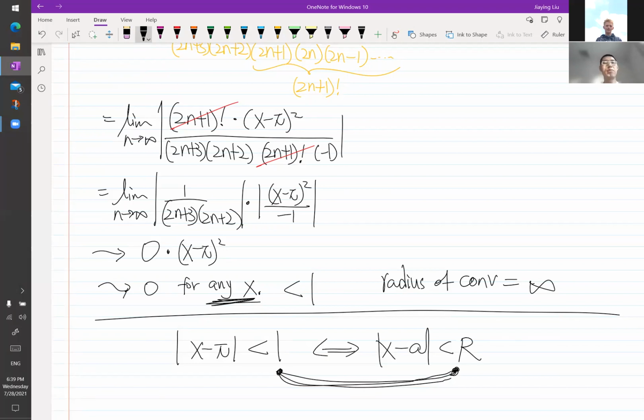But in the actual problem, we end up with a 0, which is always less than 1 for any x. So all x values will make the series convergent, it doesn't matter what x is. So the radius of convergence is infinite. Questions on this?